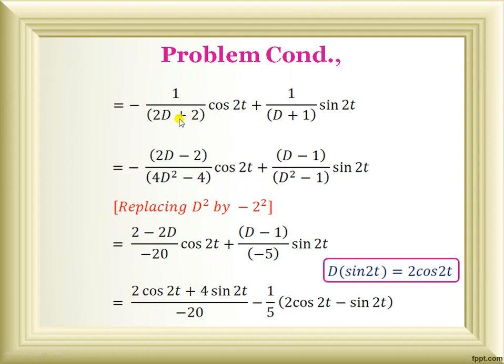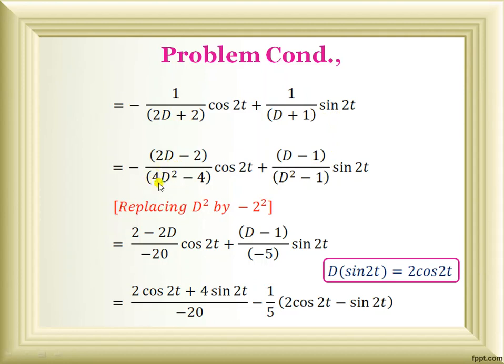Now there is no D squared in the denominator, so we cannot move on for this trigonometric function. Therefore I need to take conjugate multiplication. In the first term the conjugate is 2D minus 2, and in the second term the conjugate is D minus 1. In the denominator, 2D plus 2 into 2D minus 2 is in the form (a plus b) into (a minus b), which becomes a squared minus b squared. Here also D plus 1 into D minus 1 is D squared minus 1.